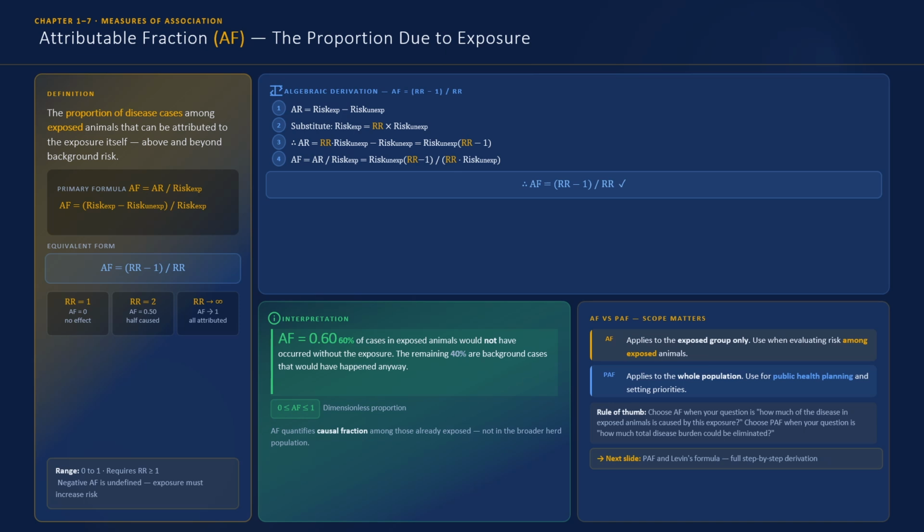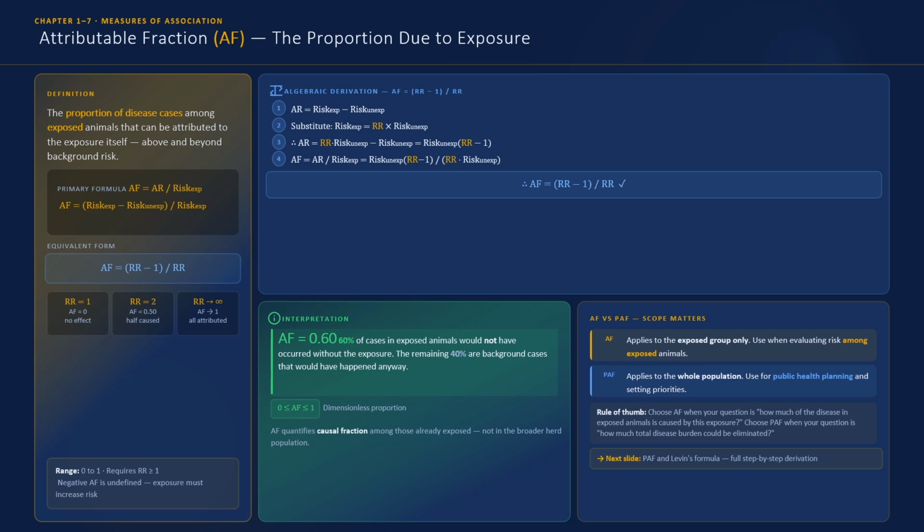Sanity check the endpoints. Risk ratio equals 1 gives attributable fraction of 0, no effect. Risk ratio equals 2 gives 0.5, half the cases caused by the exposure. As risk ratio climbs toward infinity, attributable fraction approaches 1. Interpretation. Attributable fraction of 0.60 means 60% of cases in exposed animals would not have occurred without the exposure. The other 40% were going to happen regardless.